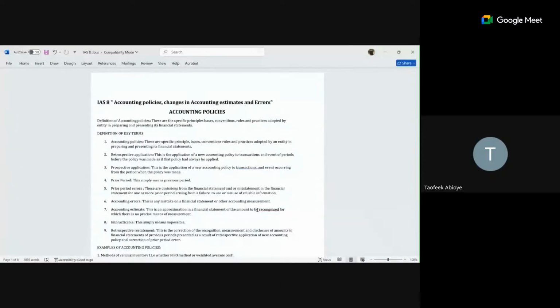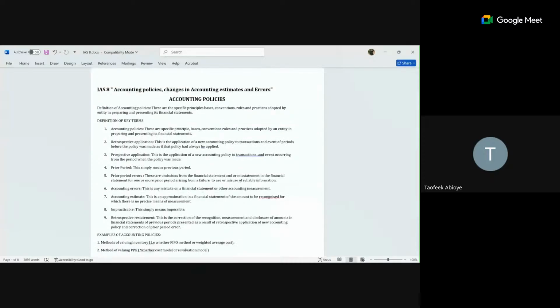So basically, these are principles that a particular organization decided to adopt from the available options, from the available guidelines. It's a selected principle that a particular organization decided to use in preparing its accounts. So there are some key definitions that I'll try to explain here.